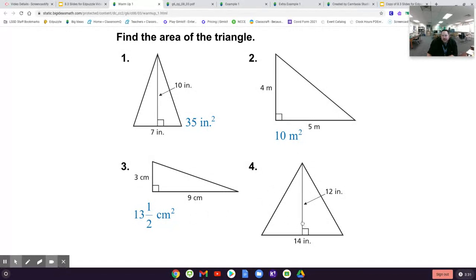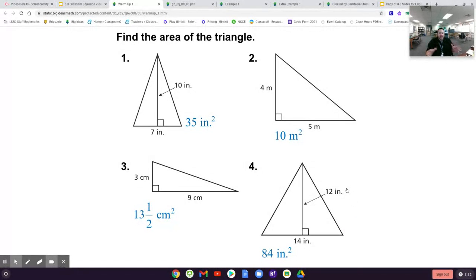And for triangle number 4, this one has a base of 14 and a height of 12. So you could do 14 times 12 and cut it in half, but I don't know my 14 times 12. So you can also do a little trick: cut one of these numbers in half and then multiply by the other one. So half of 14 is 7, times 12 is 84. Or I could do half of 12 is 6, times 14 is still 84. Just don't cut them both in half, and that would be wrong. So 84 square inches is number 4.